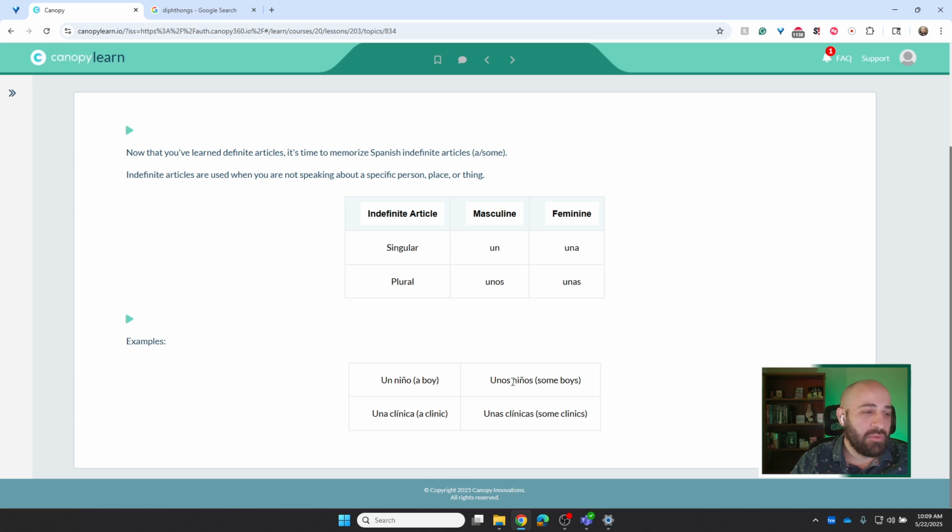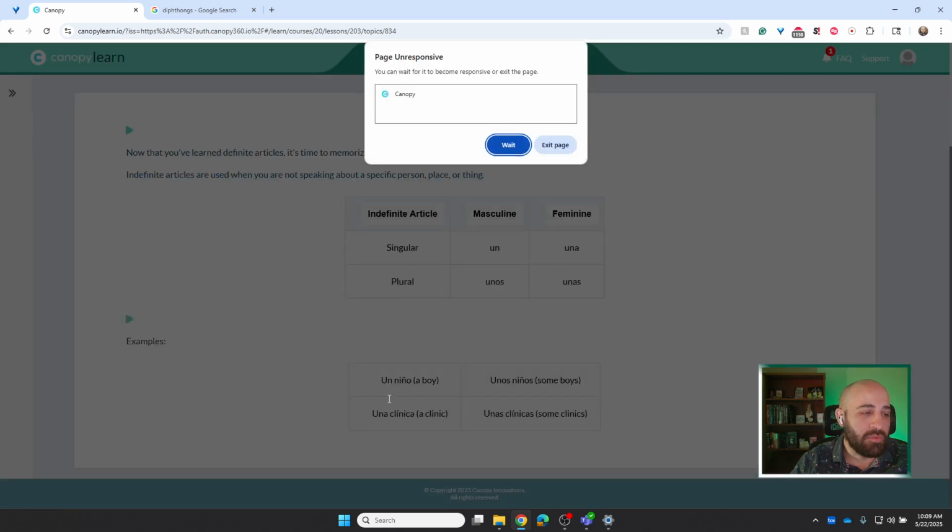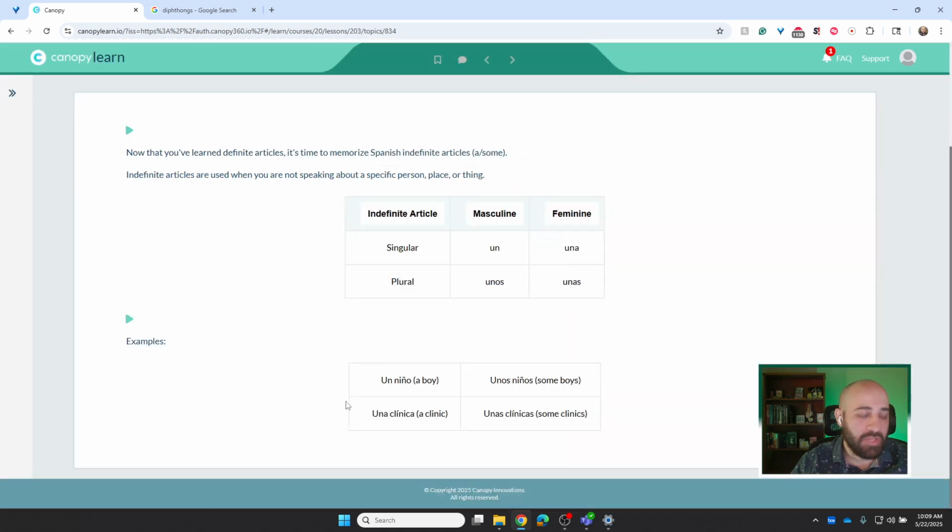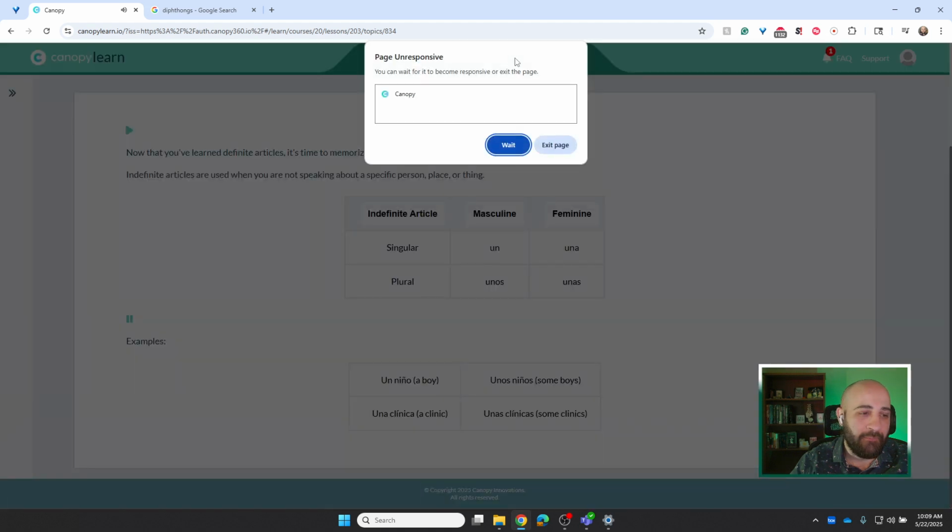Okay. Un niño, unos niños. Some boys. Okay, so it's not a proper noun, and it's just general. Una clínica, unas clínicas. Un niño. Unos niños. Una clínica. Unas clínicas.